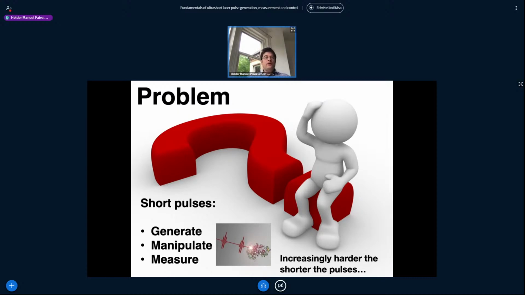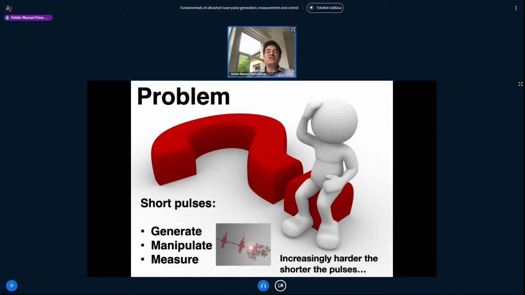Now, our approach is based on the following. Historically, it's been incredibly harder and increasingly harder to do this generation, manipulation, control and measurement. So generating very, very short pulses is hard to do. Keeping them short is hard to do. And making sure that you're measuring them correctly is also hard to do. And again, the shorter the pulses, the harder.